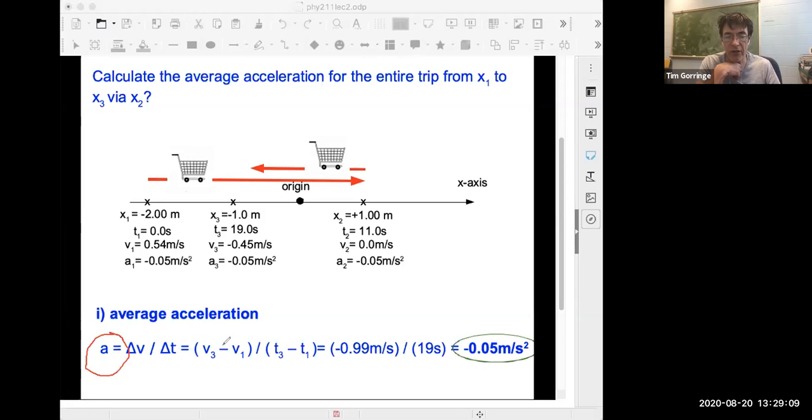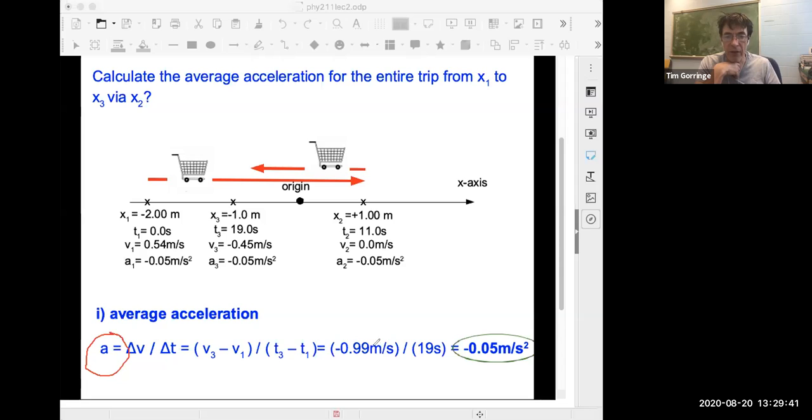My change in velocity for the entire trip is the difference between the final velocity v3 and the initial velocity v1, and the difference between the final time and the initial time. So I just fed in the differences between the initial and final velocities. That's in the numerator here. This number is minus 0.99 meters per second. And the difference between the initial and final times, it was 19 seconds total duration for the trip.